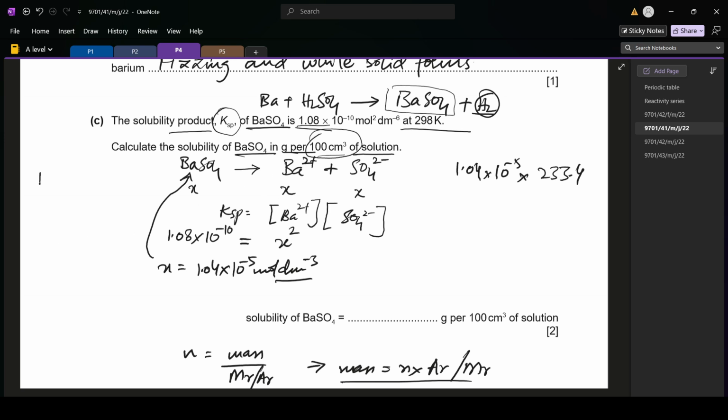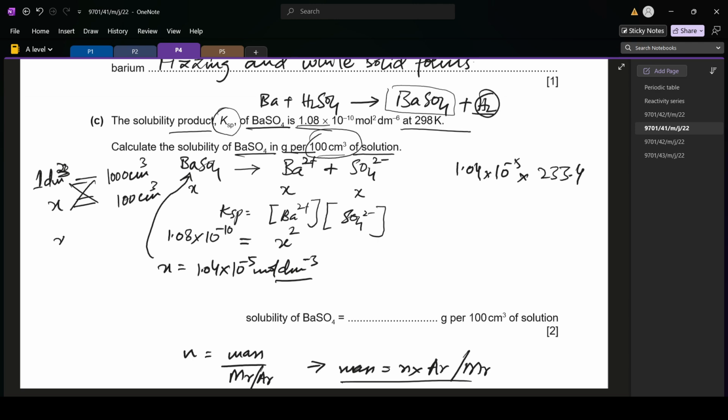Okay, and then you have to also change the dm³ into cm³. But remember, 1 dm³ is equal to 1000 cm³. So 100 cm³ is going to be how many dm³?